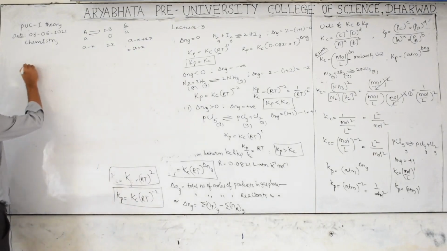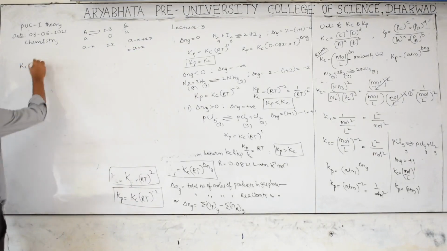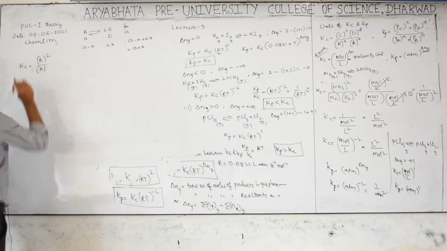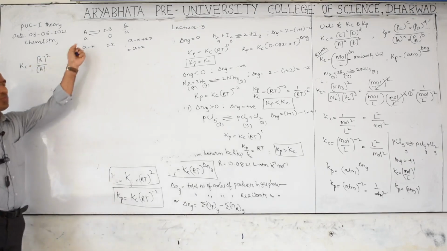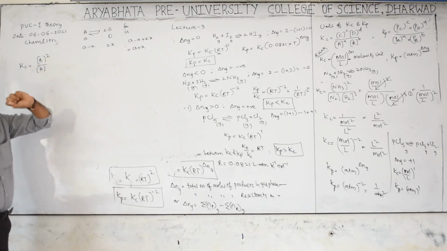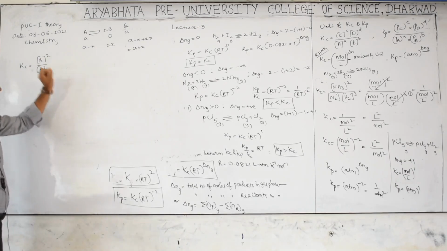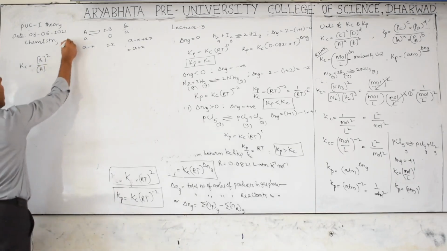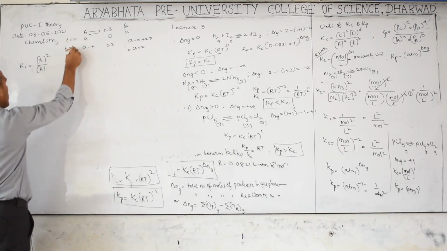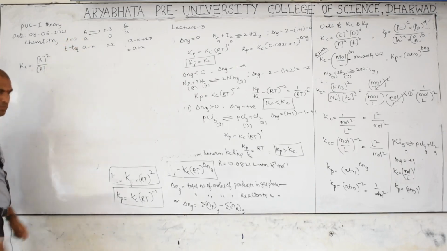This can be represented as, always keep in mind, we know that B concentration power 2, A concentration power 1. Don't put the initial concentration. K is independent of initial concentration. For K we always have to put the equilibrium concentration. Therefore here T equal to 0 time, here T equal to equilibrium time.